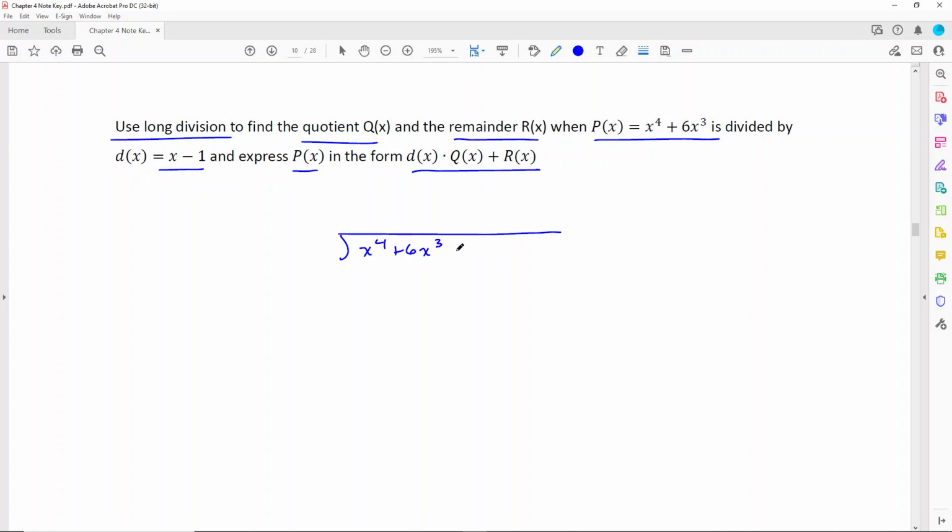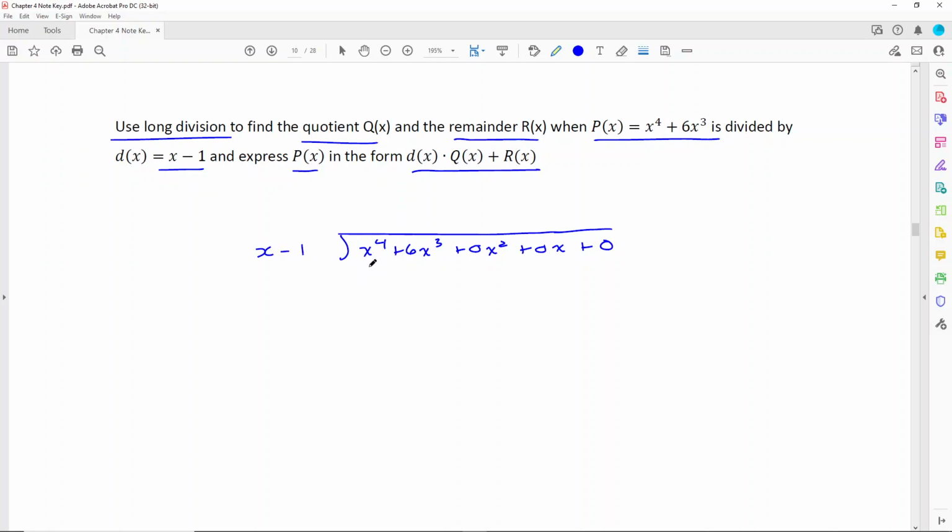Then I have to fill in my ghost terms. I'm missing a 0x squared, a 0x, and a 0. These will kind of come naturally. You'll notice you're missing them when you're doing long division. They won't come so naturally with the next type of division, so get in the habit of always checking. Your dividend has to go in descending order of power. And then we're dividing by x minus 1.